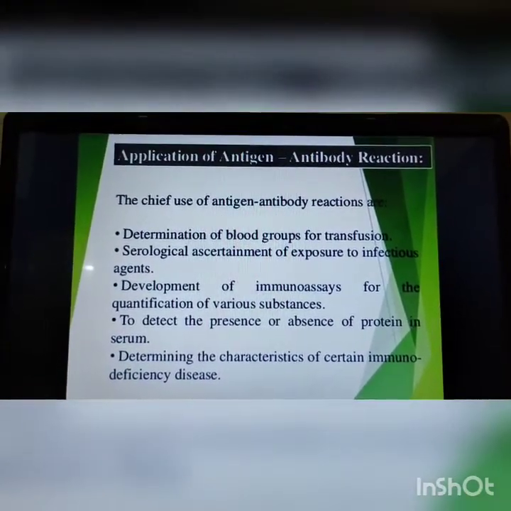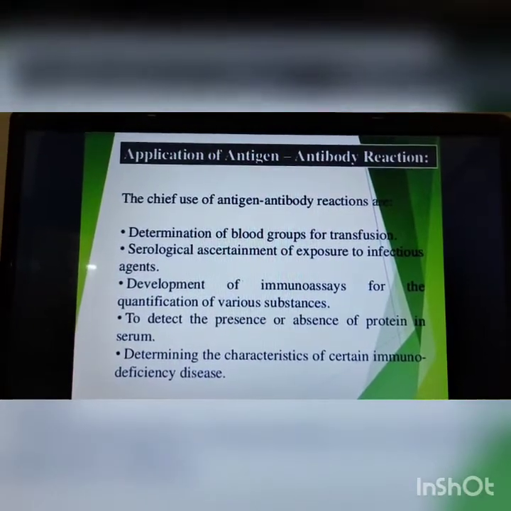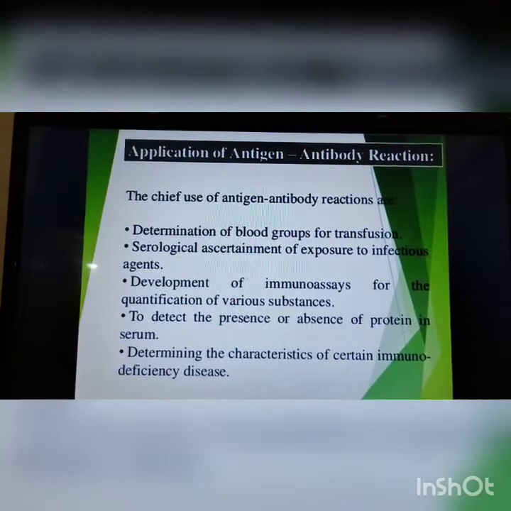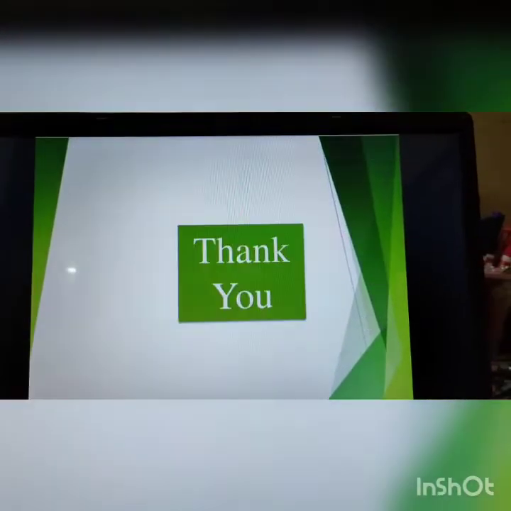Okay. Now in the next lecture we will discuss the MHC molecule, that is the major histocompatibility complex molecule. Now thank you.